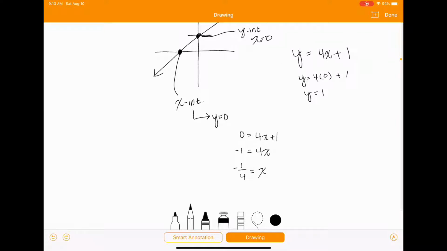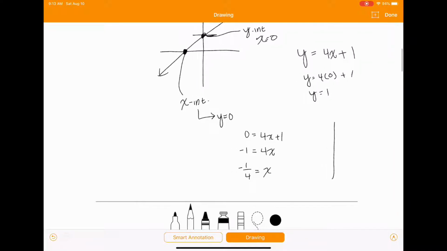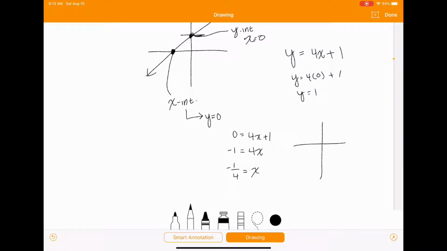So for this particular function, we're going to have this graph, and we're going to have a y-intercept of y equals 1, so we're going to go up 1, it's going to cross there, and then -1/4 for the x-intercept, and then you can just actually connect those points, and that's your graph of that function.